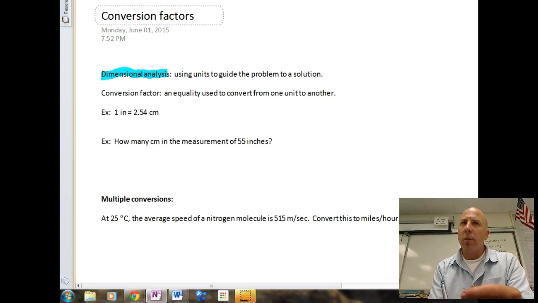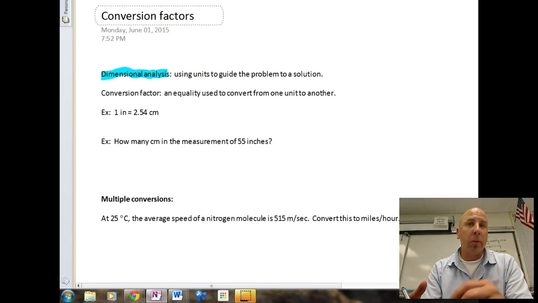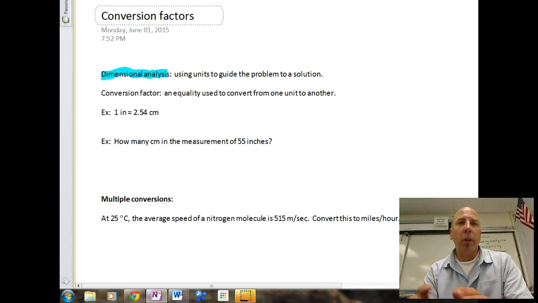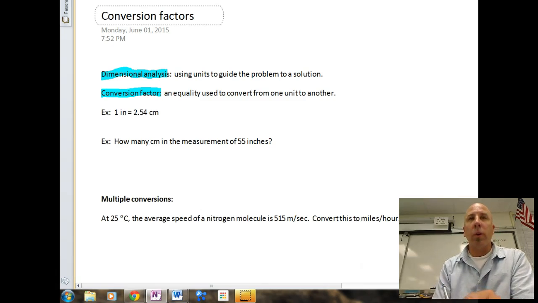Dimensional analysis is very important. It allows us to use units, the units that come after some sort of measurement. A unit might be grams or milliliters, inches or centimeters, or moles, grams, things like that, to guide us to the solution of a problem. So we're going to use these units, and we're going to create what are called conversion factors.